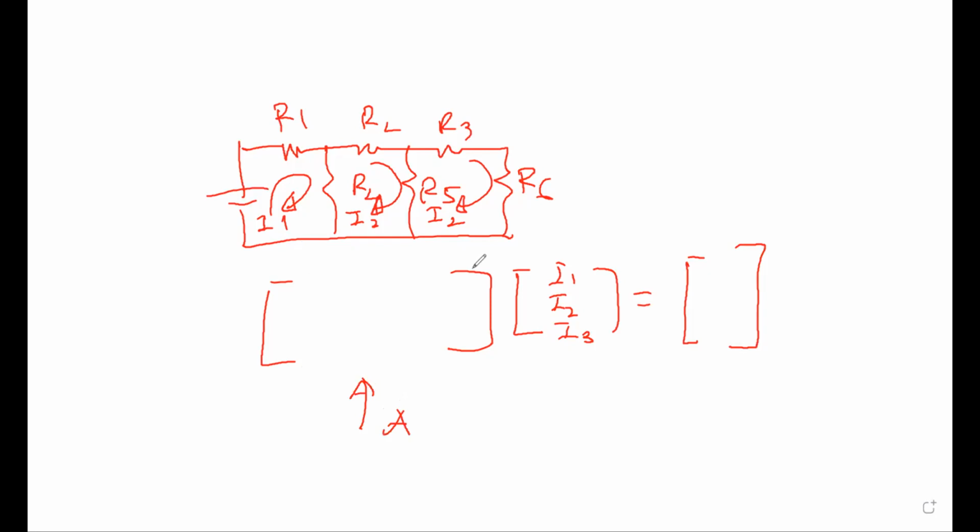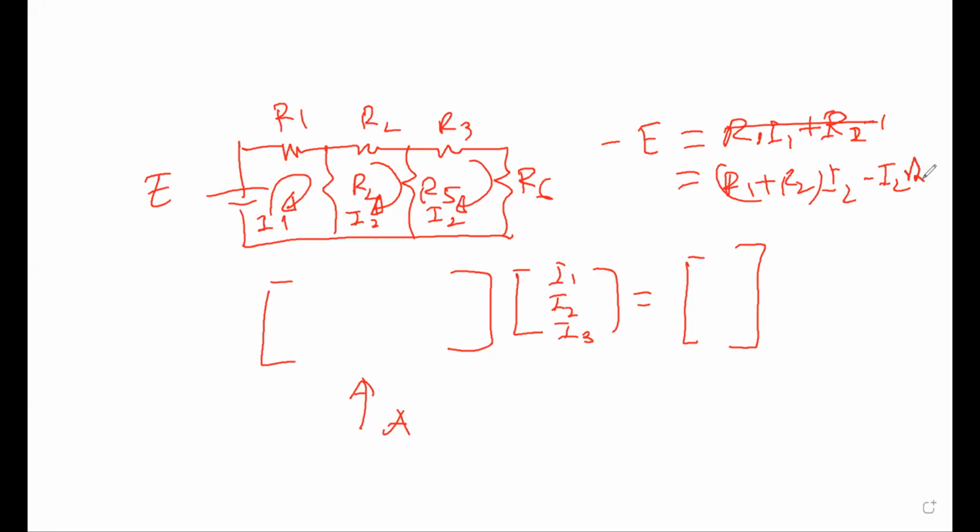Sorry, R1, sir, only R1. Sir, if we apply the KVL equation, then shouldn't it be I1 R1 minus I1 R2 minus R1, R2? If you apply your KVL, then E is equal to what? E is equal to I1 into R1 plus I1 minus R2 minus what? This is equal to (R1 plus R2) into I1 minus I2 into R2, isn't it?